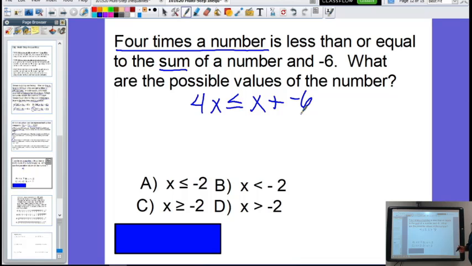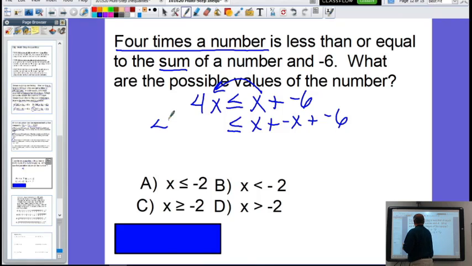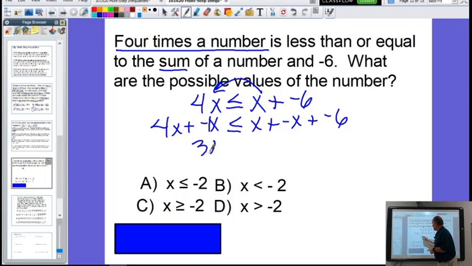Okay, so now what we have to do is just solve this one. So our numbers are already together because we only have one, so that just means I need to get my letters over to this side. So I start at the inequality, x plus negative x plus negative 6, 4x plus negative x. So I put the 4x and the negative x, which we know is negative 1x. 4x and negative 1x give me 3x is less than or equal to. My x's go away and I'm left with negative 6.